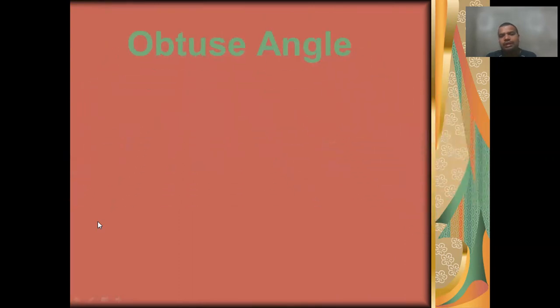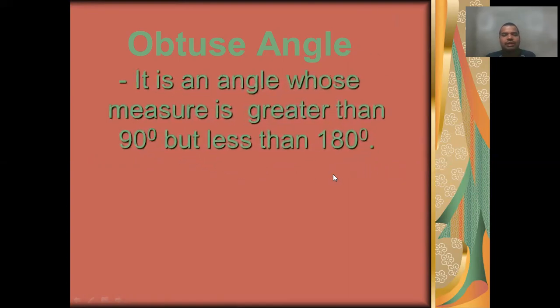The third angle we are going to see is the obtuse angle. What is an obtuse angle? Till now we have seen the acute angle, which is less than 90 degrees, and the right angle, which is equal to 90 degrees, and now we will see one which is more than 90 degrees. An obtuse angle is an angle whose measurement is greater than 90 degrees but less than 180 degrees. Here we can observe this is more than 90 degrees, almost 150 degrees. So it is an obtuse angle.